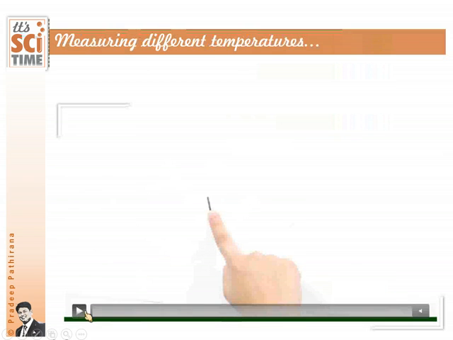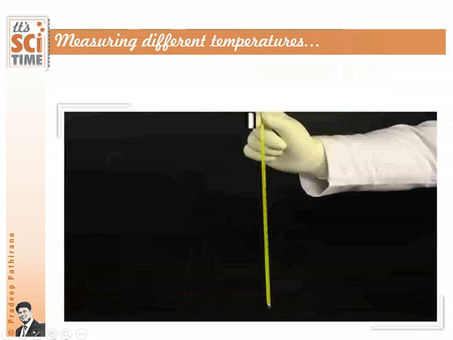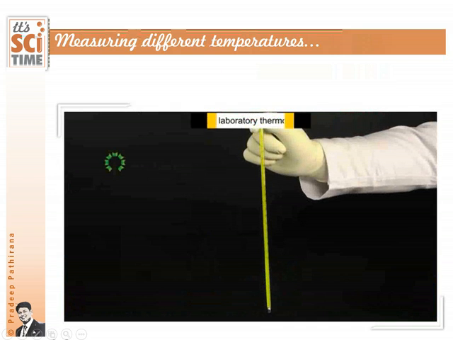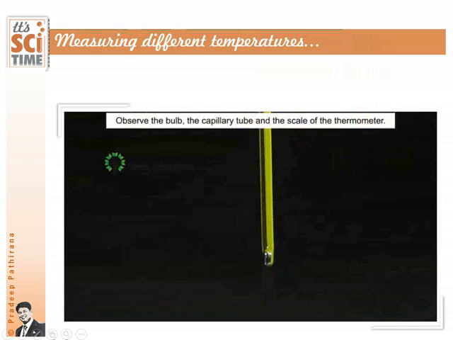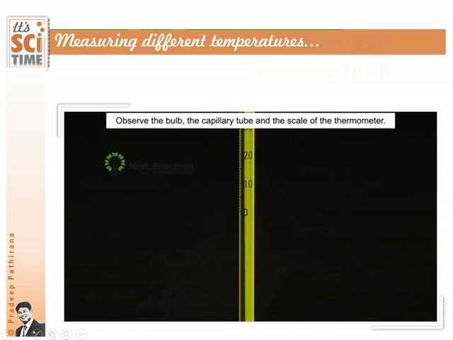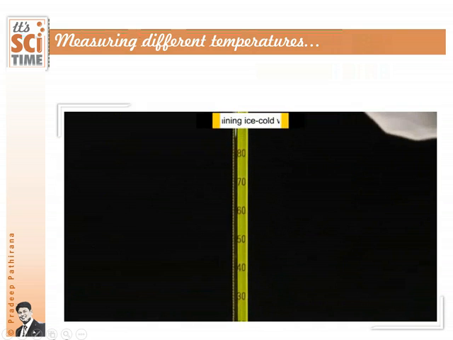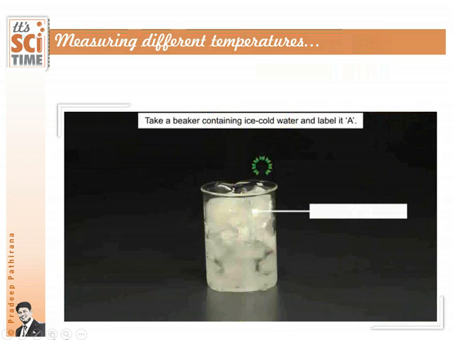Let's watch a video about measuring temperature. Right, this is the thermometer. This thermometer is a mercury thermometer. You can see the silver color liquid is the mercury. And here its scale is going upwards.